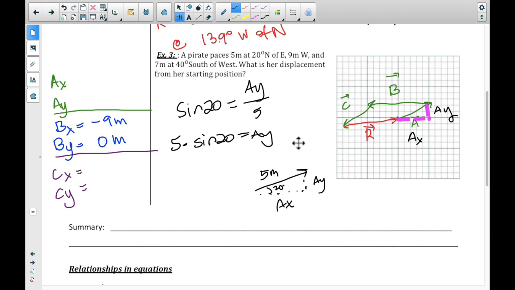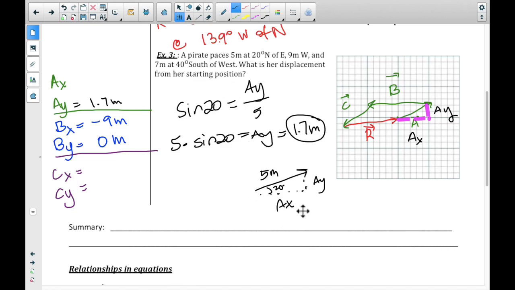I'm going to do that on my calculator. And I'm in degree mode. And I get 1.7. I'm just going to leave it as 1.7. Do you remember I told you at the beginning of the year that physics is not very concerned about significant digits? So keep it to a reasonable level. I think 1.7 with what we've got sounds good.